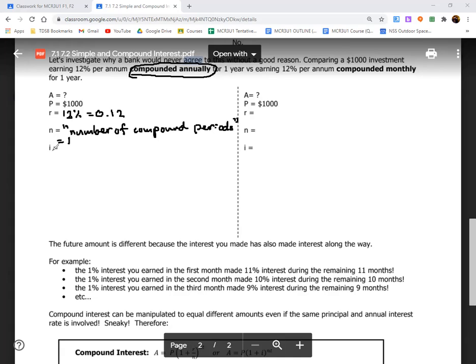All right. And so what is my actual interest rate? It would be 12% divided by once a year. It's equal to 0.12. That's my interest rate. My final amount is going to be 1,000. So that's my principal. 1 plus 0.12. And I do that once.